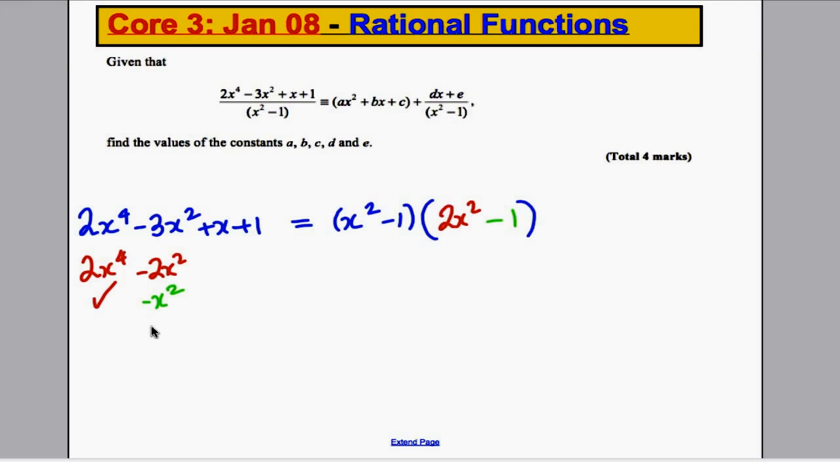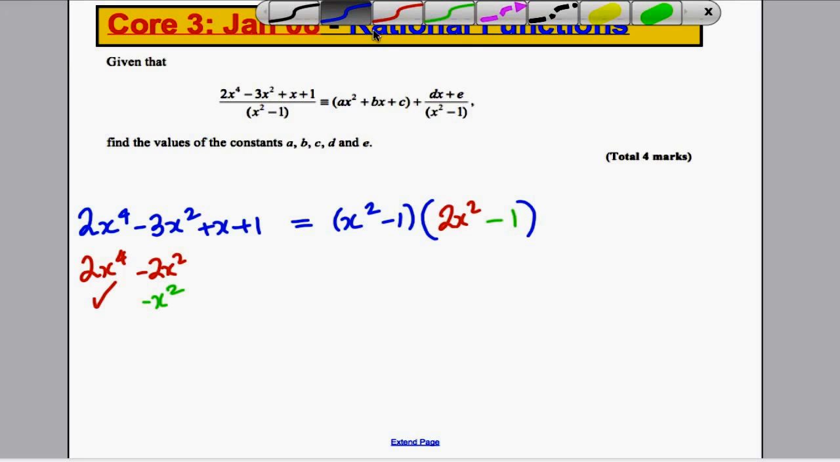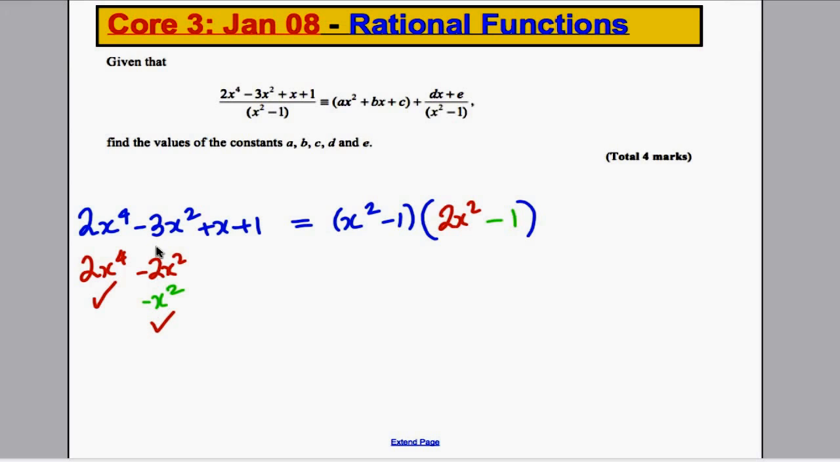Now, that gives me the negative 3x² in total I want. It also creates for me a plus 1, which is great, I wanted the plus 1. The only thing extra I need is an x. I don't have an x, so my remainder is plus x. And that's my factorisation. That's not obviously the final answer now. That helps me work out what the division is.